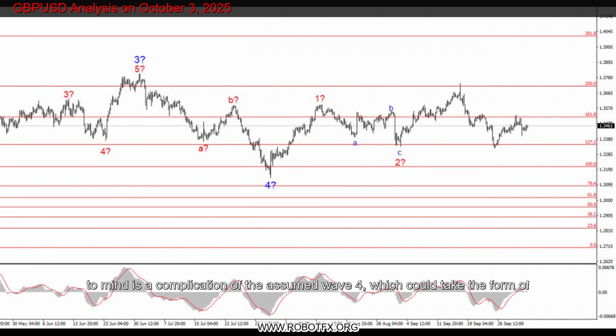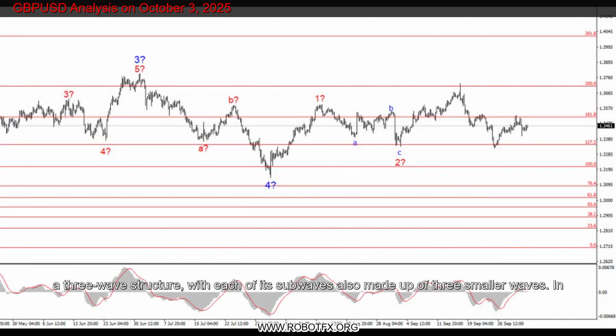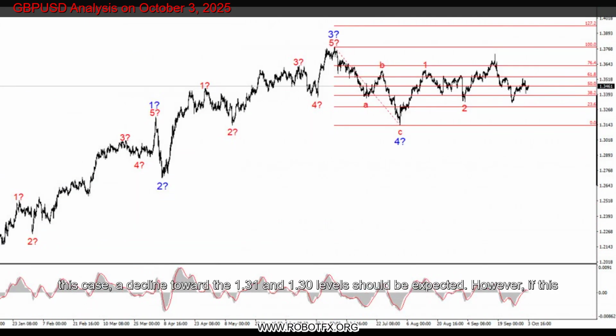In this case, a decline toward the 1.31 and 1.30 levels should be expected. However, if this assumption is correct, then the euro would also decline, and consequently this wave structure would undergo certain changes as well. At this time, I do not see any alternative scenarios with a clear structure.